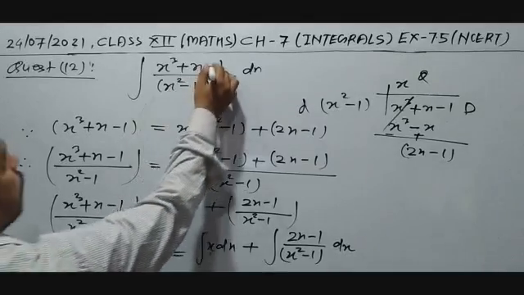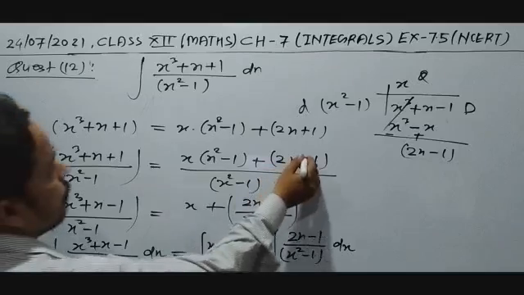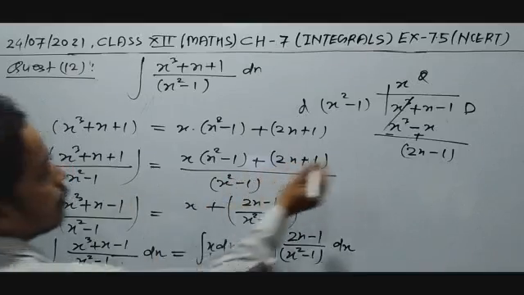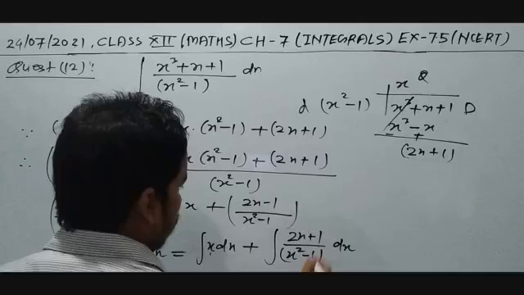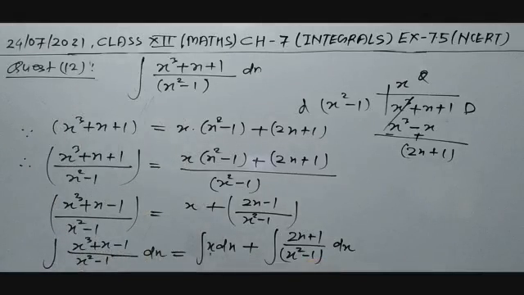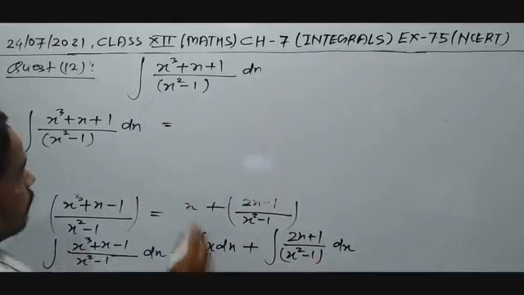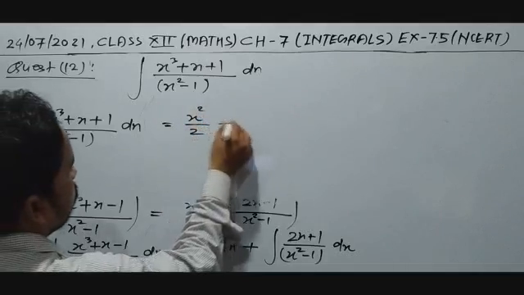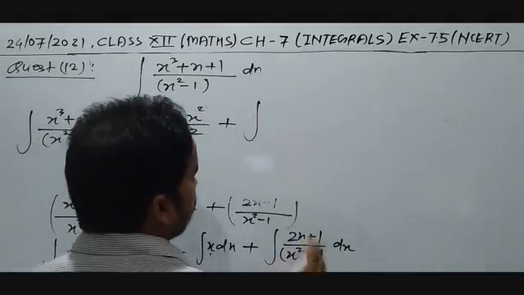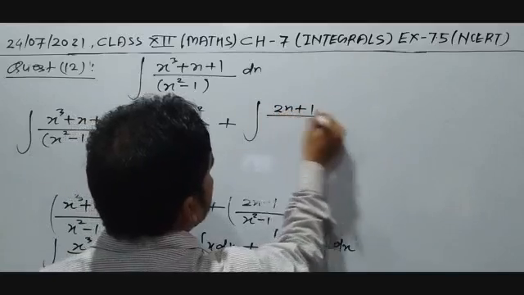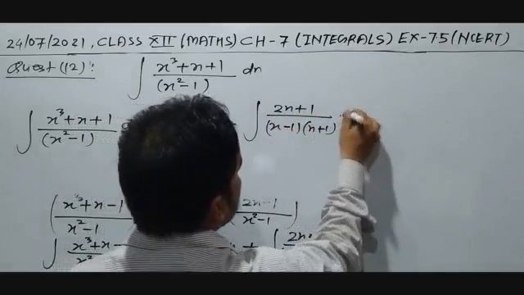In this question there is a value minus 1, so you will take it... plus 1 will be here. Now I have to solve this integral. What will the result be? The integration of x dx will be x square by 2. Now plus the integration of (2x plus 1) whole upon x square minus 1, and x square minus 1 can be written as (x minus 1) times (x plus 1) dx.